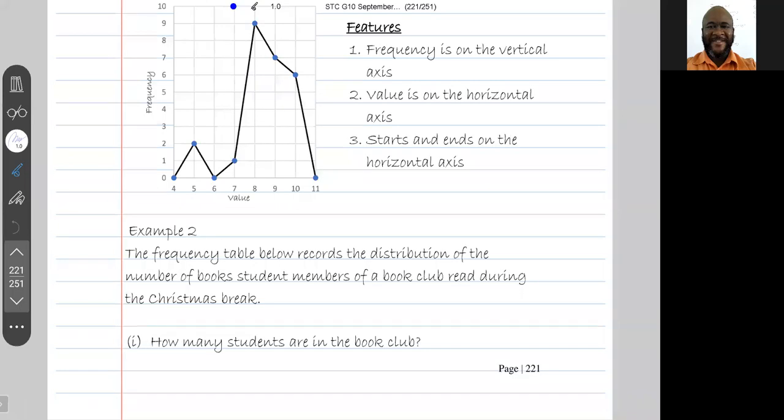All right, so example 2, we're still looking at ungrouped data. Example 2 says the frequency table below records the distribution of the number of books student members of a book club read during the Christmas break. The frequency table is recording the number of books student members of a youth club read during the Christmas break. The first question we're asked is, how many students are in the book club?